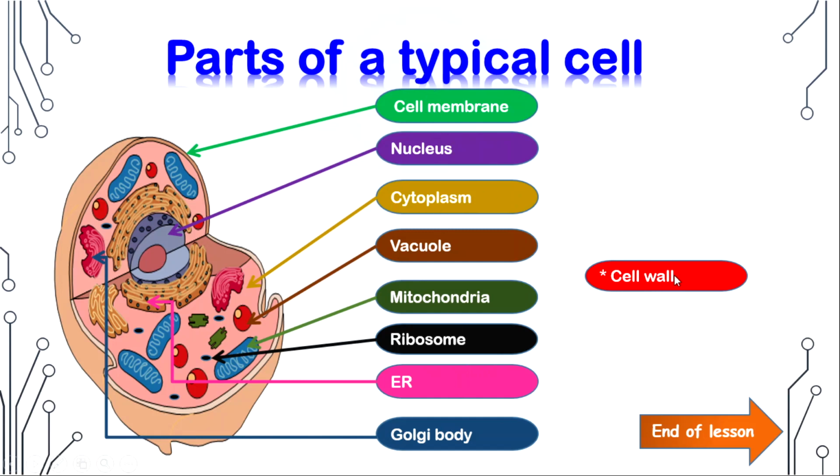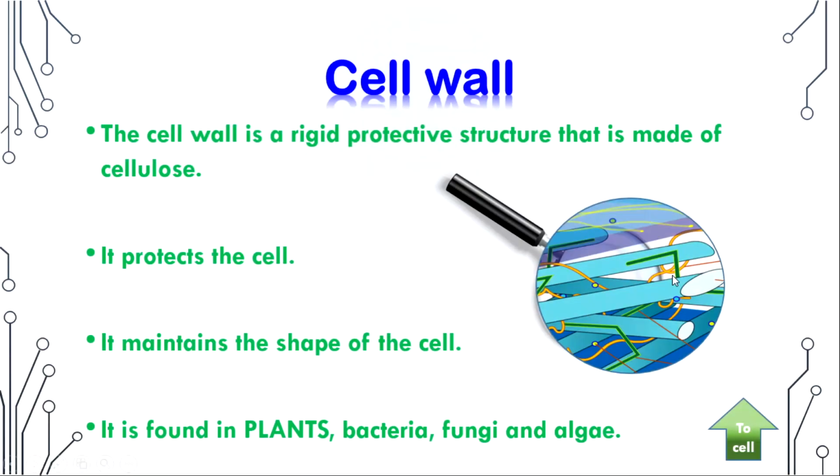So let's go, folks. Now, cell wall. The cell wall is a rigid protective structure that is made up of what they call cellulose. And remember that cellulose is an example of a complex carbohydrate, otherwise called a polymer. It protects the cell. The cell wall maintains the shape of the cell.